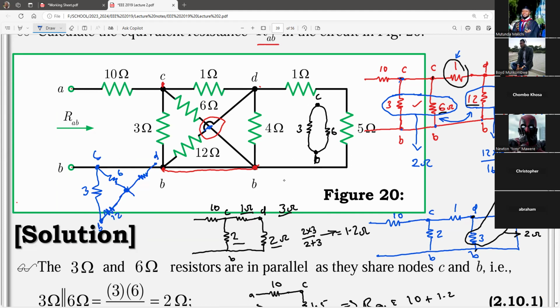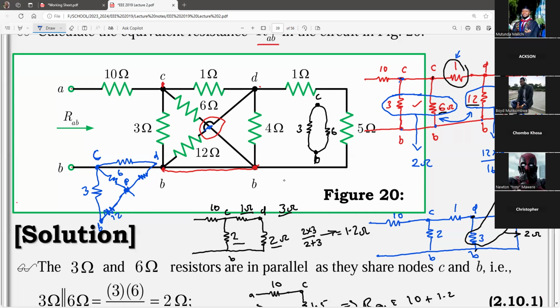In series. Okay, there's this point, I'll call this point P. 3, 6, 12. How are they connected? They're in series.